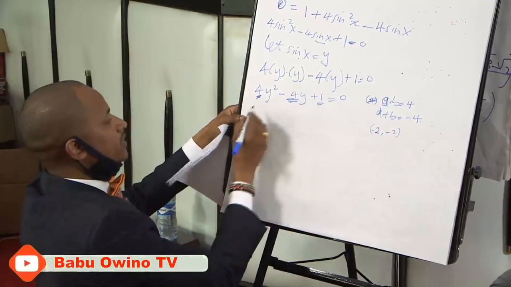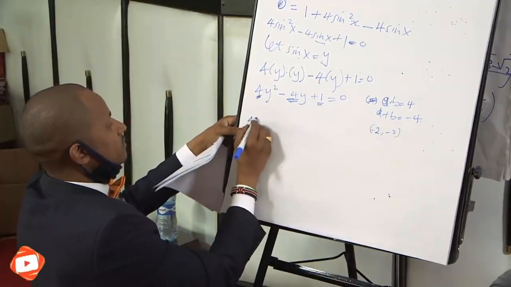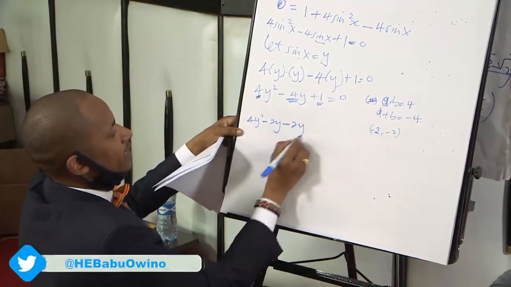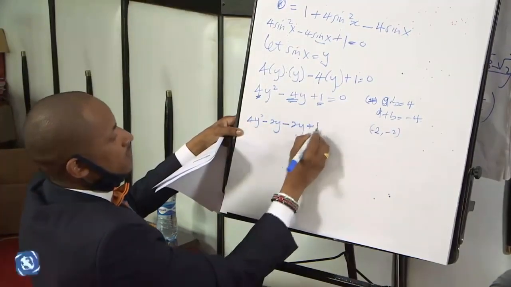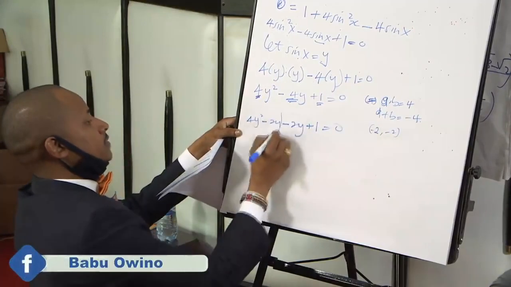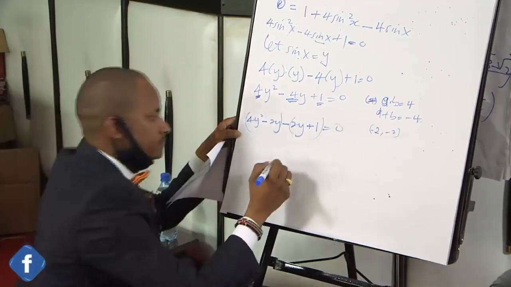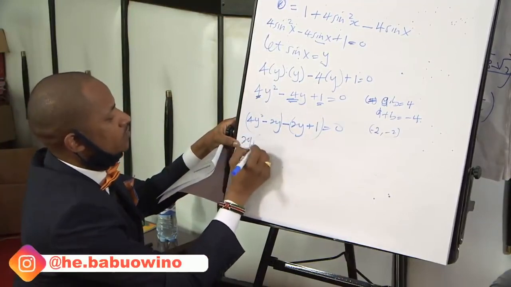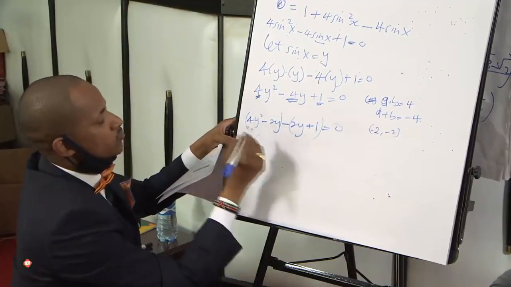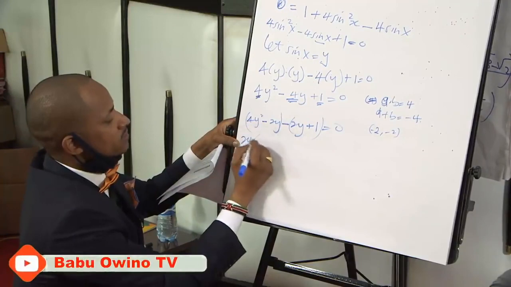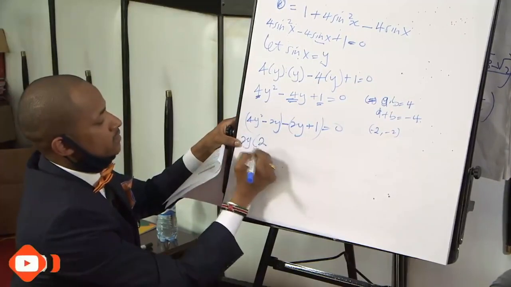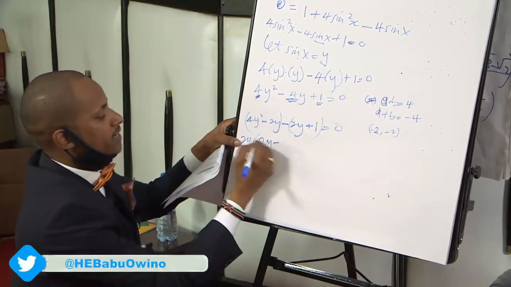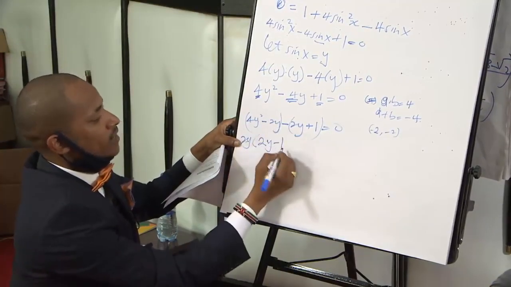Therefore, when you factorize this, it becomes 4y squared minus 2y minus 2y plus 1 equals 0. Then we collect the like terms. What is common here is 2y. So 2y goes into 4y squared, 2y times. 2 goes into 4 two times, then y goes into y squared, y times, minus 2y goes into 2y once.